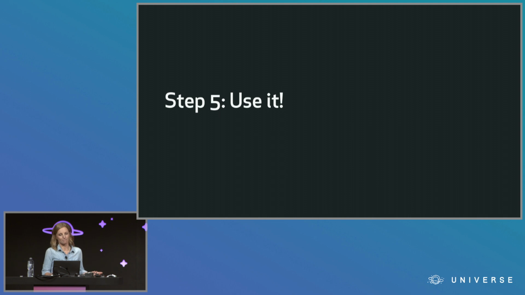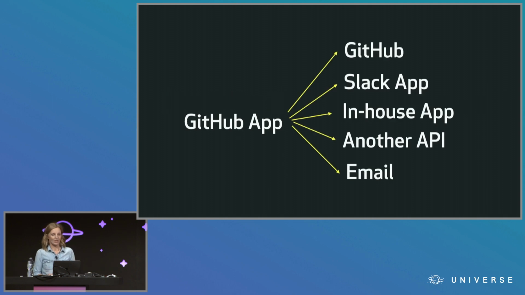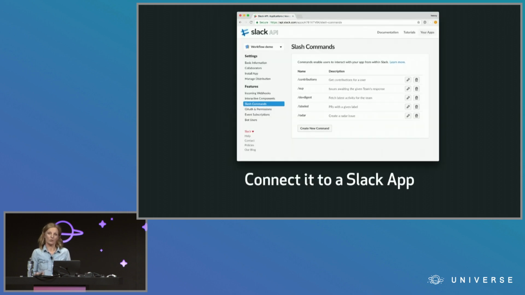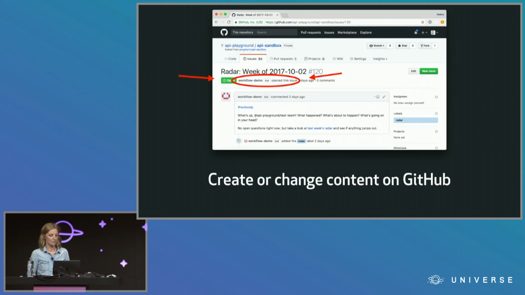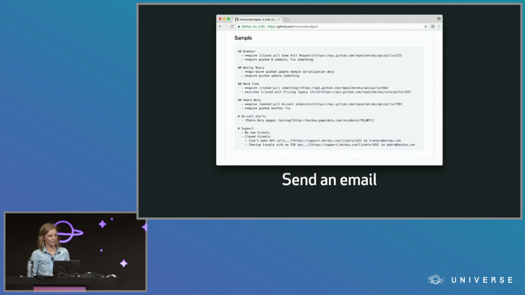And then the fun part. So you could connect that GitHub app to whatever output suits your team. Like maybe you'd connect it to a Slack app, or use it to create or change content on GitHub. Heroku have an open source Dev Digest project that prepares content to send via email. Now that isn't a GitHub app yet, but maybe that's the kind of thing that somebody here would be interested in trying.